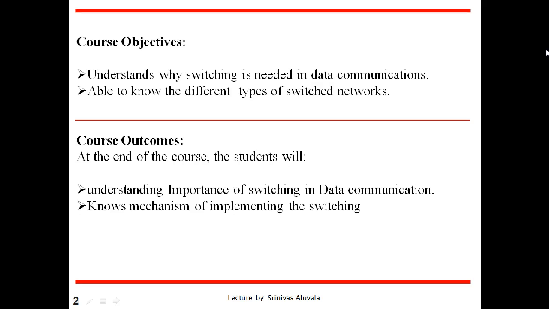Welcome to the presentation on switching. Before we go on knowing what is switching in data communication and networks, let us know the course objectives. The objectives are: understand why switching is needed in data communications, and be able to know the different types of switched networks in data communications and computer networks. At the end of the course, the students will understand the importance of switching in data communications and know the mechanism of implementing the switching.